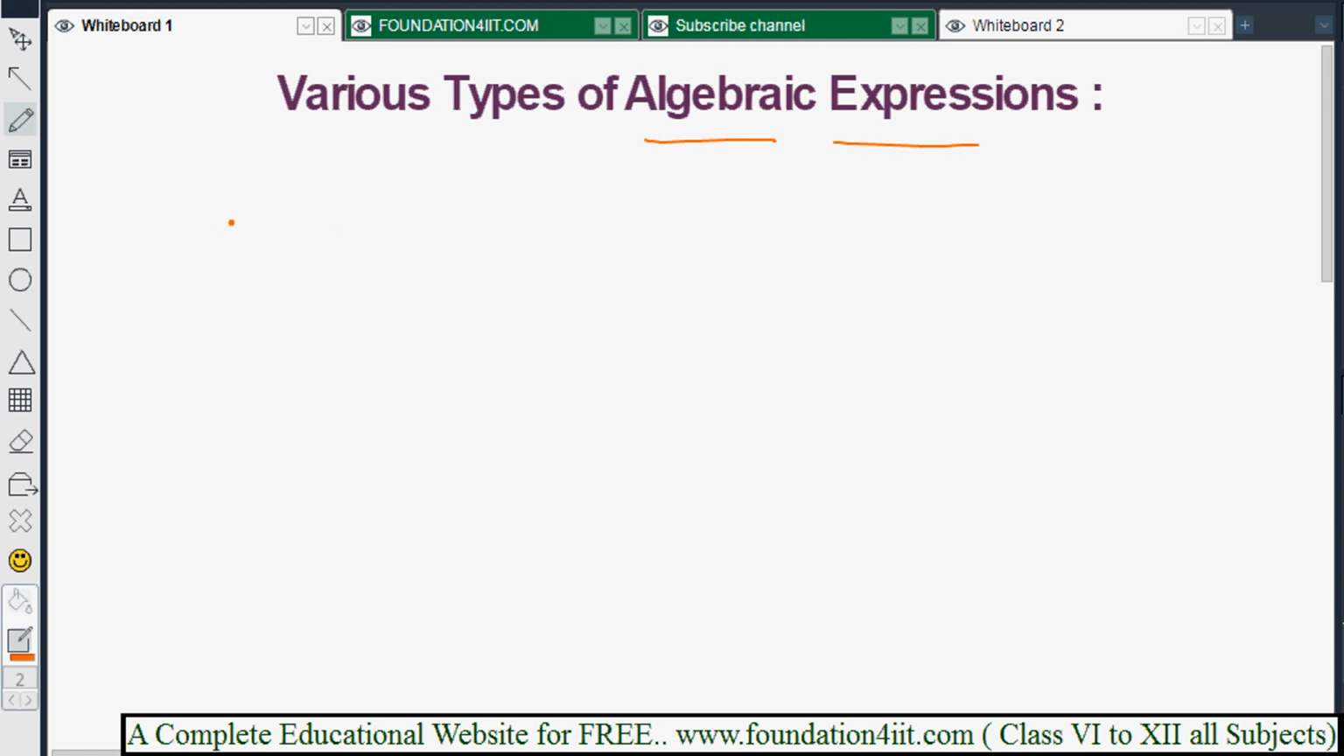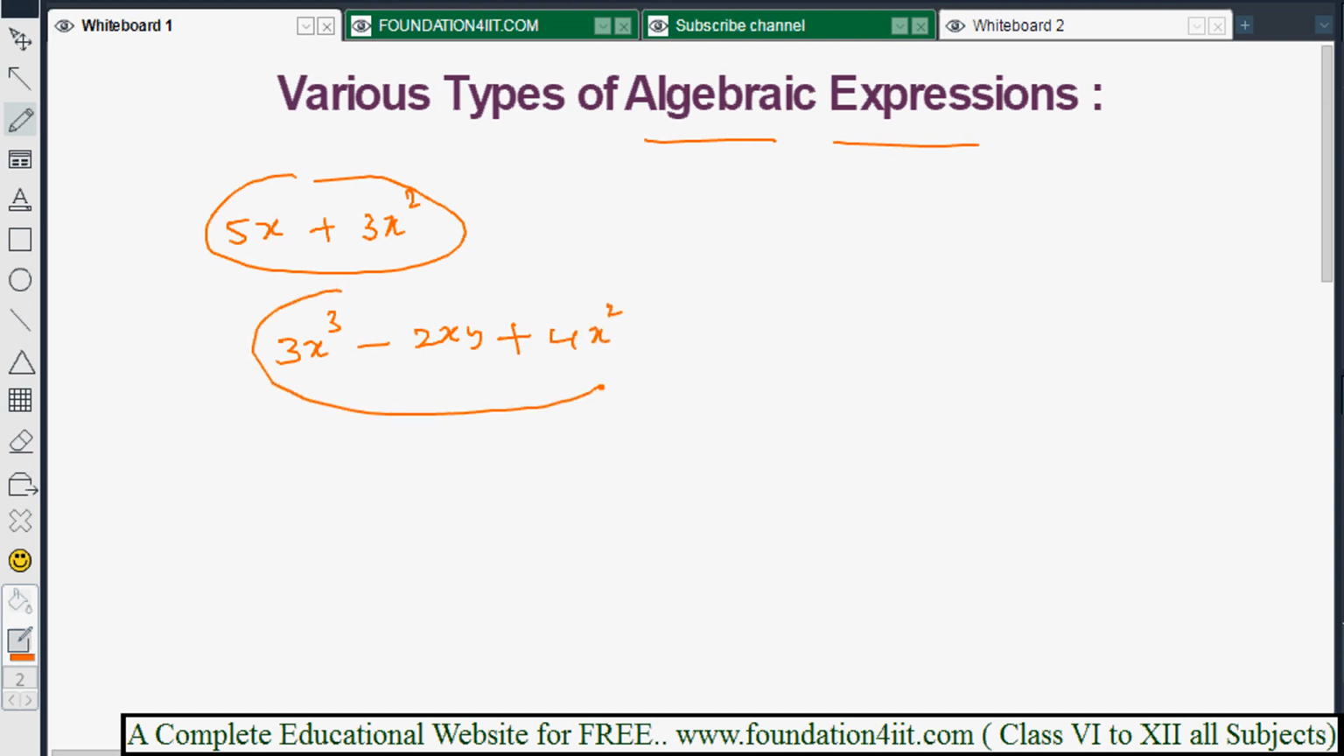For example, 5x is a term connected with 3x square. So this is an algebraic expression. Otherwise 3x cube is a term connected with minus 2xy, and this is also connected with plus 4x square. This is also an algebraic expression. So how many types are there in this? We'll see one by one.